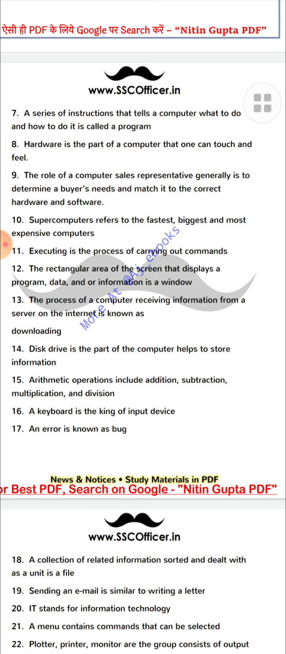The process of a computer receiving information from a server on the internet is known as downloading. A disk drive is the part of the computer that helps to store information. Arithmetic operations include addition, subtraction, multiplication and division. A keyboard is a kind of input device. An error is known as a bug.